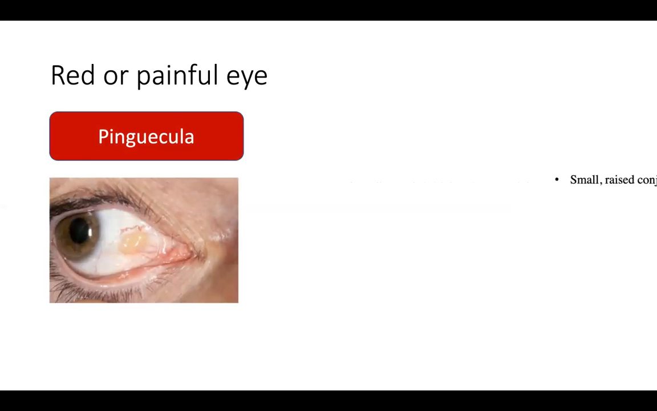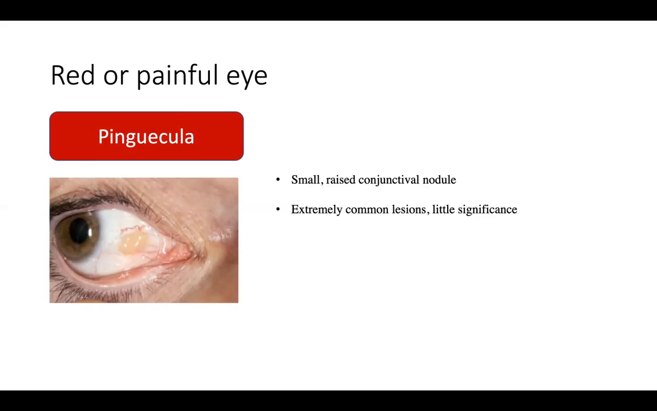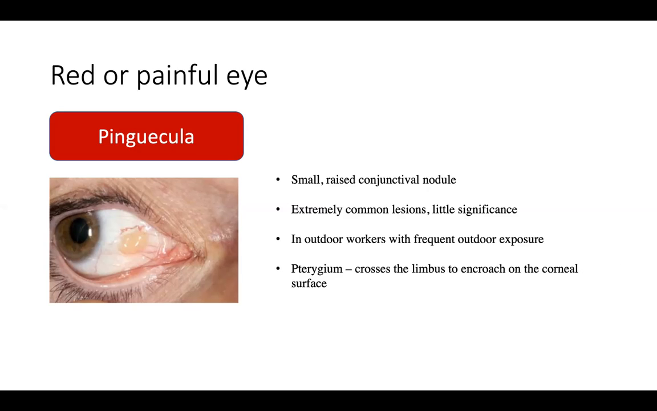A pinguecula is a small raised conjunctival nodule. In adults, such lesions are extremely common and have little significance unless they become inflamed. They more frequently occur in workers with frequent outdoor exposure. A pterygium resembles a pinguecula, but has crossed the limbus to encroach on the corneal surface. Removal is justified when symptoms of irritation or blurring develop.